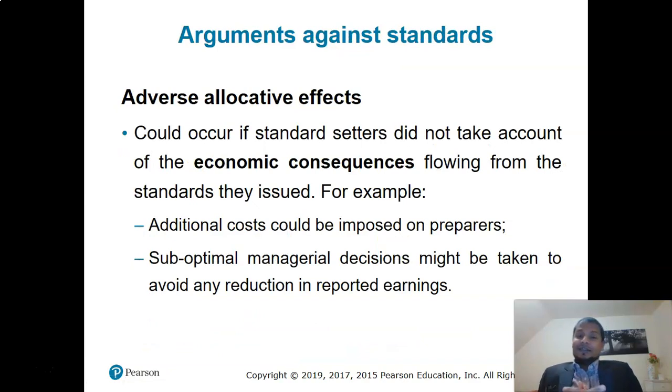But obviously, there are some arguments against accounting standards. All right. So, what are the arguments against accounting standards? So, it has some economic consequences as well.